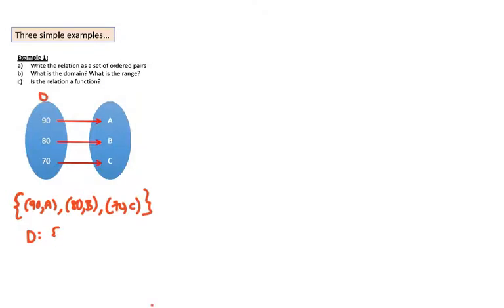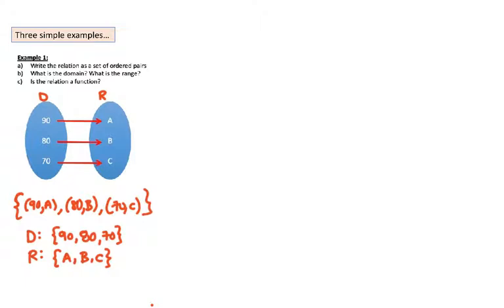The domain in this case are those numbers 90, 80, and 70. What's the range? Well, the range is the outputs. So they are the letters A, B, and C. And then they're asking, is it a function?